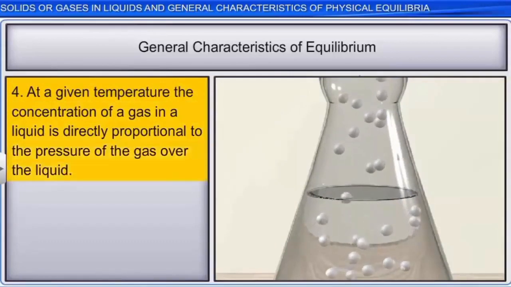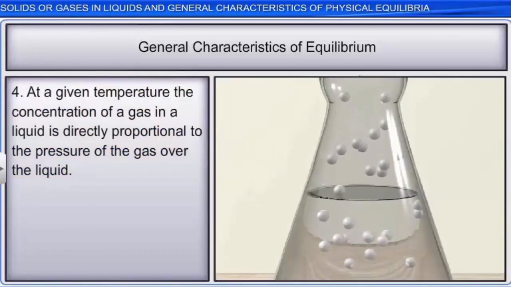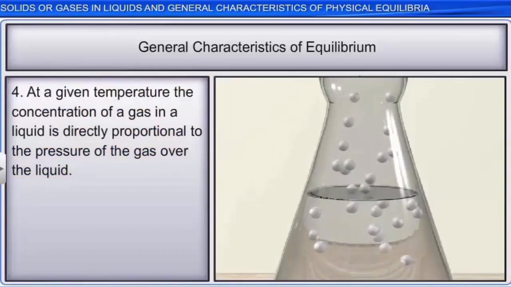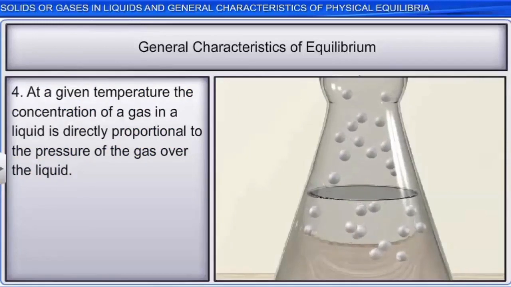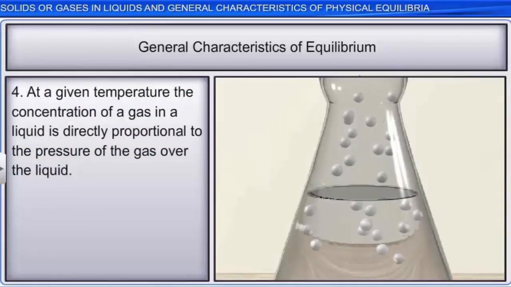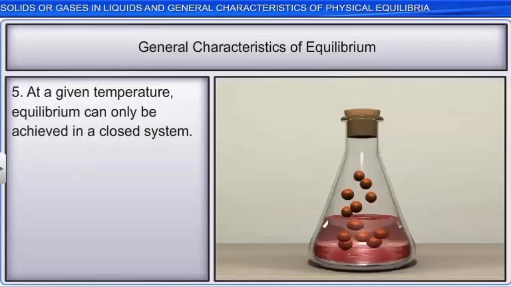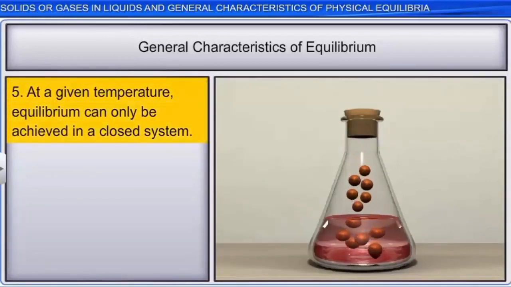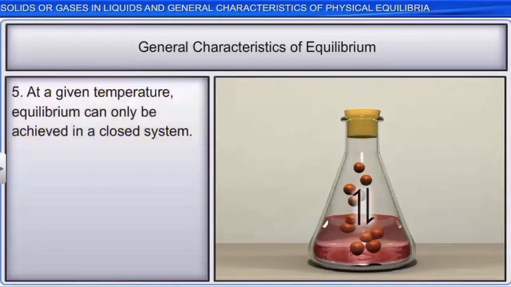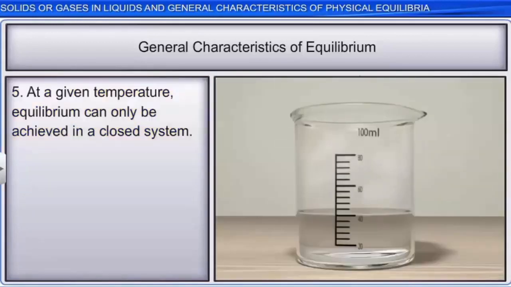For example, the concentration of carbon dioxide in water at equilibrium is directly proportional to the pressure of the gas over the liquid. At a given temperature, equilibrium can only be achieved in a closed system. For example, no equilibrium is attained when water in a beaker is kept open to the atmosphere. This is because the rate of condensation is much less than the rate of evaporation.